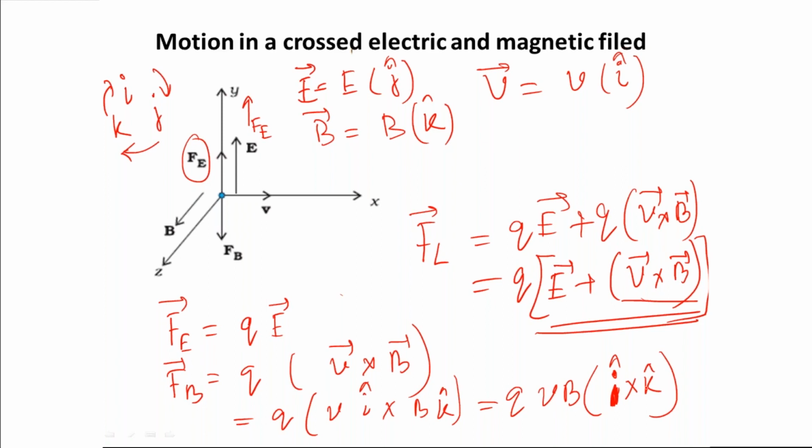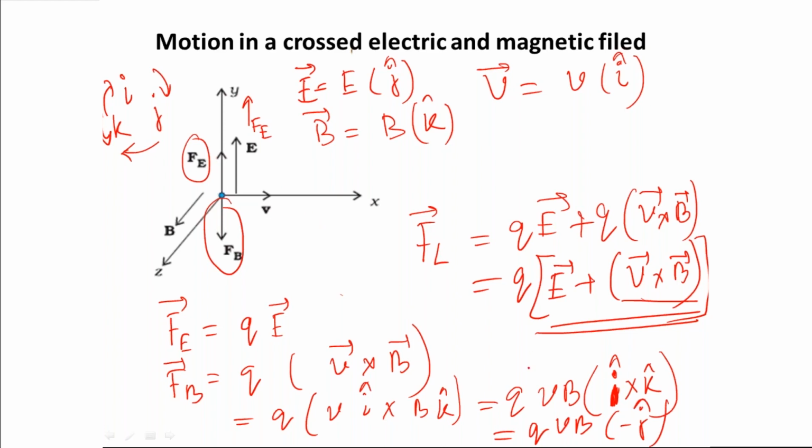So the direction of the force is along the minus J direction, which you can see here. That is exactly opposite to the direction of the electric force on the charged particle. I'll just clean this portion so that it is clear for you. I hope this is okay for you.